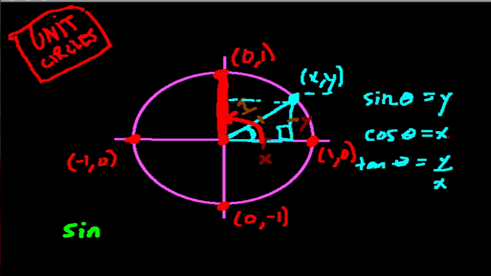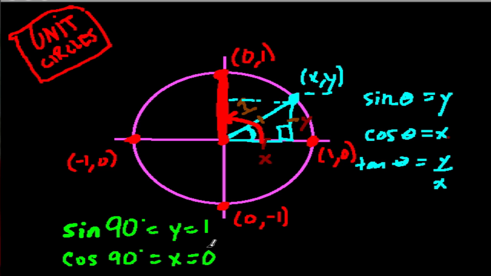The sine of a 90-degree angle is just going to be equal to the sine of 90. It's going to be equal to our y value, which is just 1. And the cosine of 90 degrees is going to be equal to our x value, which is going to be 0. And that's true, the cosine of 90 is 0, the sine of 90 is 1.